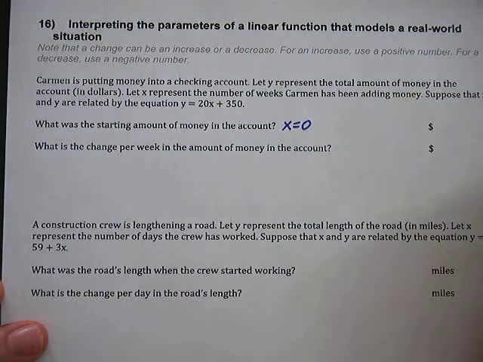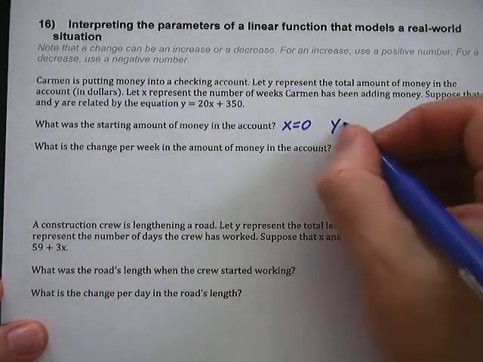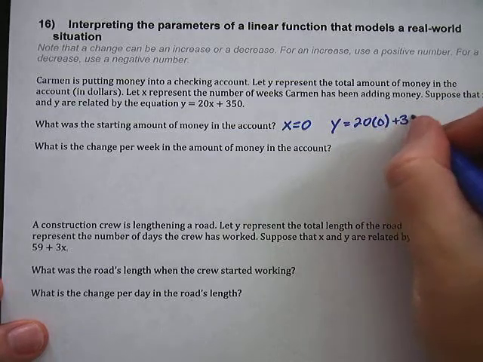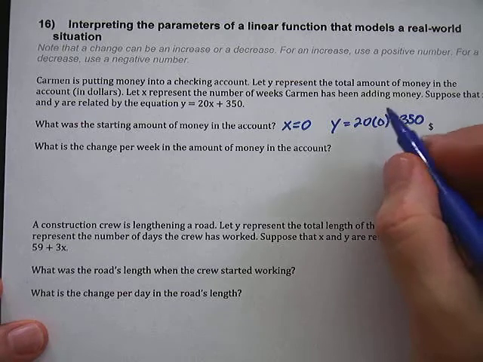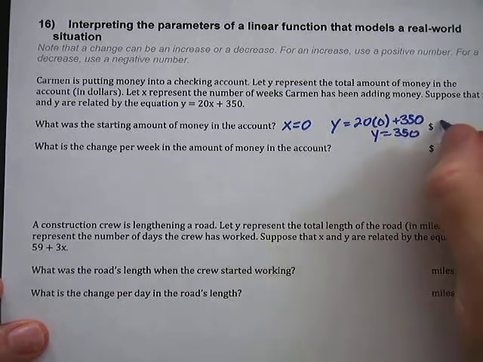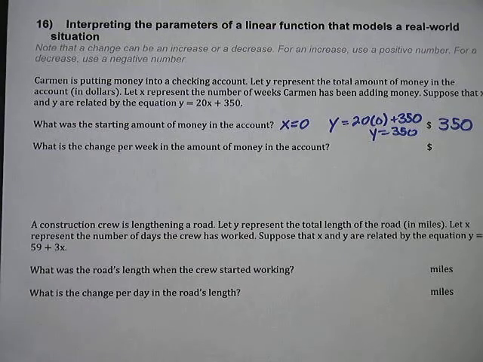For weeks. So if we want to figure out how much money was in there at the start, then we plug in that 0. Y is equal to 20 times 0 plus 350. Now, 20 times 0 is 0, so Y is equal to 350. So the answer to that is $350. The next question says, what is the change per week in the amount of money in the account?